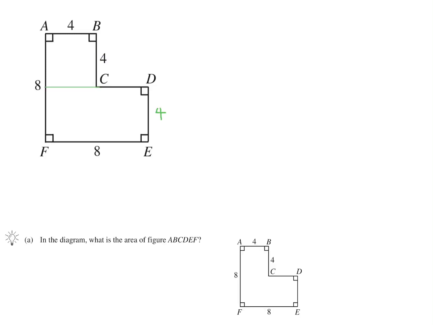And now to figure out this area, this is of course just a square, 4 by 4, and add to that the area of this rectangle, and that is 4 times 8. So this is 16 plus 32, and therefore the area of that total figure is 48.